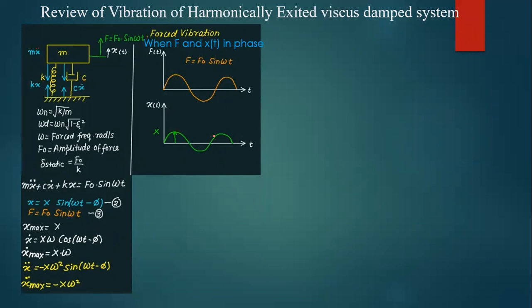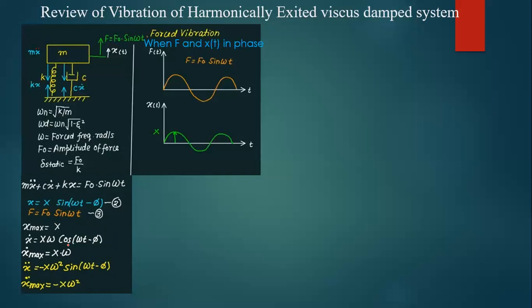Now, the governing equation of motion is m x dot dot plus c x dot plus k x equals F naught sine omega t. Now, x is equal to X sine of omega t minus phi. So X max, the maximum amplitude, is X.